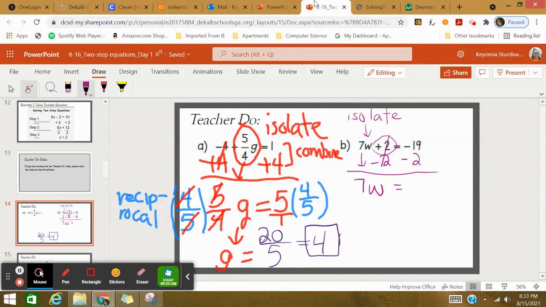Okay. So I am left with 7W equals negative 21. Remember, this is the side that I'm combining, which is the other step. And so I'm going to divide by 7 on both sides.